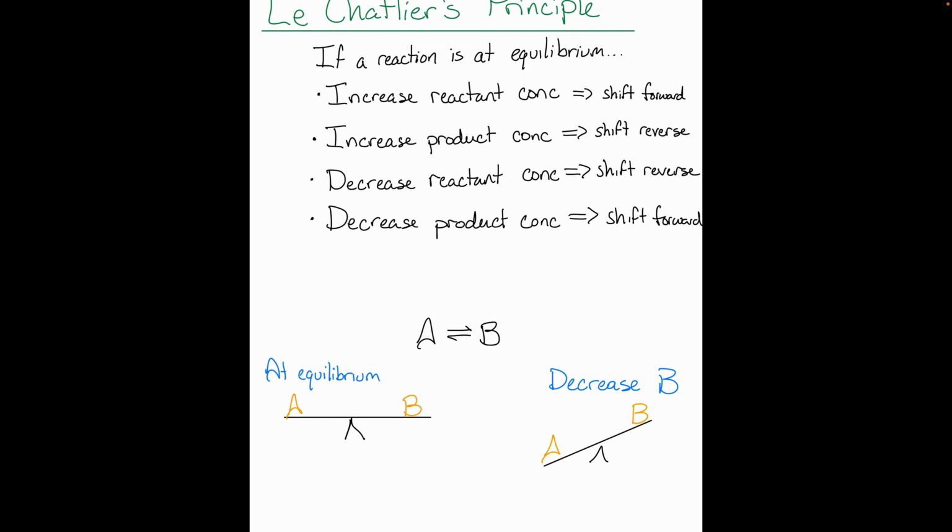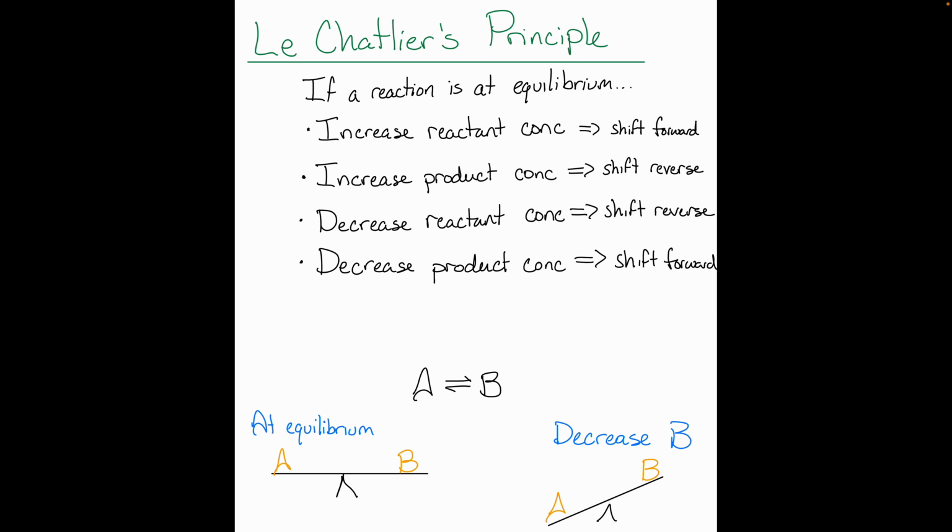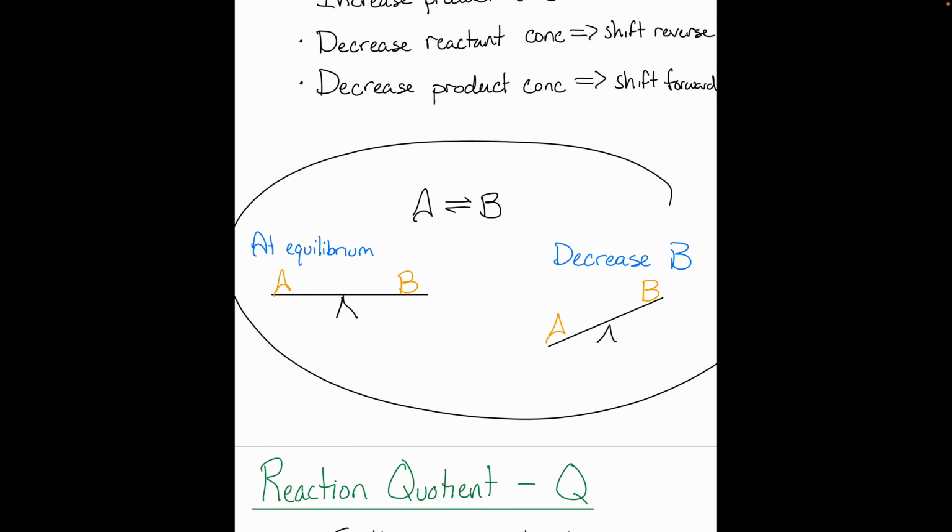Okay, so this was Le Chatelier's principle. If a reaction is at equilibrium and all of a sudden you change those conditions, you throw it out of equilibrium, right? Which way is it going to go in order to restore its equilibrium? Because again, all reactions proceed towards equilibrium. All right.